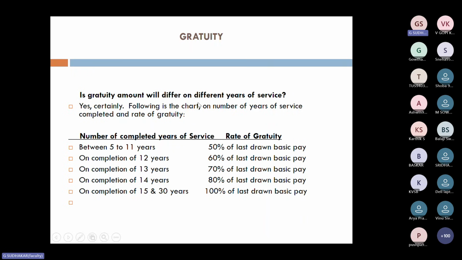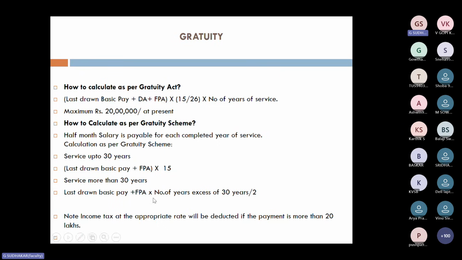Will his gratuity amount differ on different years of service? Yes, certainly. Following is the chart on number of years of service completed and rate of gratuity. If you complete between 5 to 11 years and you are going out of the company, it is 50% of the last drawn basic. Completion of 12 years, 60%, 13 years, 70%, 14 years, 80%. If it is 15 to 30 years, you will get 100% of the gratuity. So that differs by years of service.